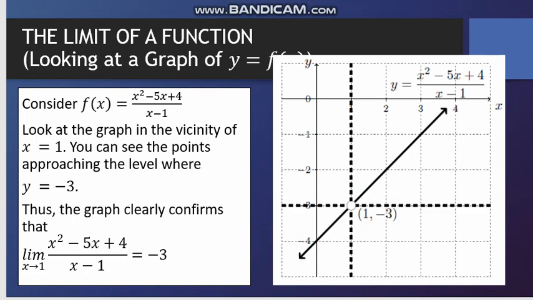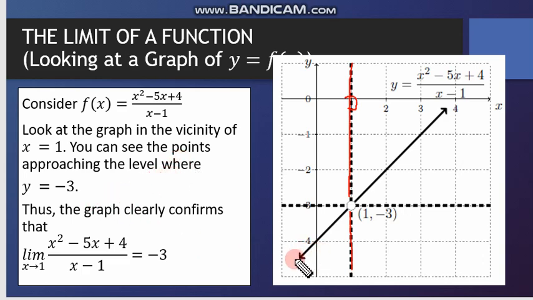So another example here is the function f of x is equal to x squared minus 5x plus 4 all over x minus 1. We'll look at the graph in the vicinity of x is equal to 1. So here is x is equal to 1. We will divide the graph into left and right. We could clearly see there's a white dot here. It means that at this specific point, the point does not exist. Okay, so you can see that the points are approaching a certain level.